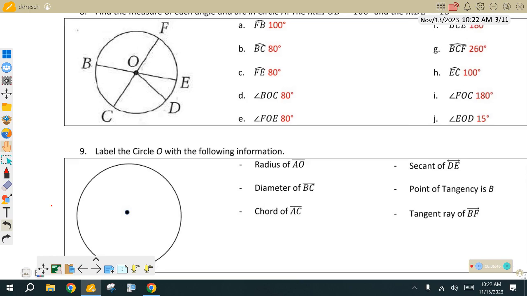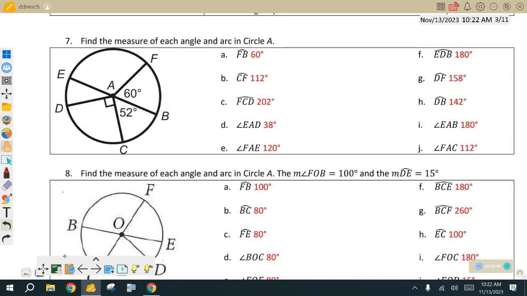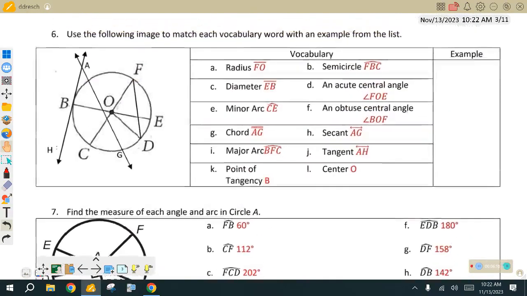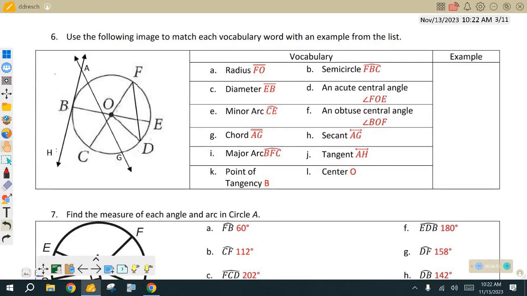Alright, let's get 6 there. Number 6, all about your vocab. That picture is pretty darn involved. There's a lot of things going on. And again, there could be more than one answer off of these. I just gave you a sample answer on those. So next thing I'm looking for is you guys naming those again correctly. All right.